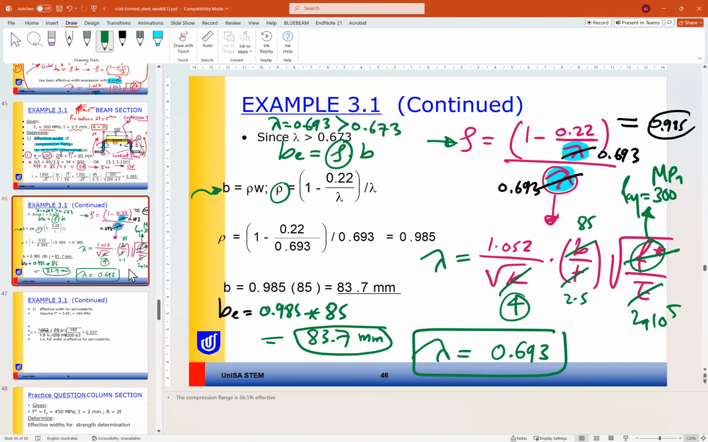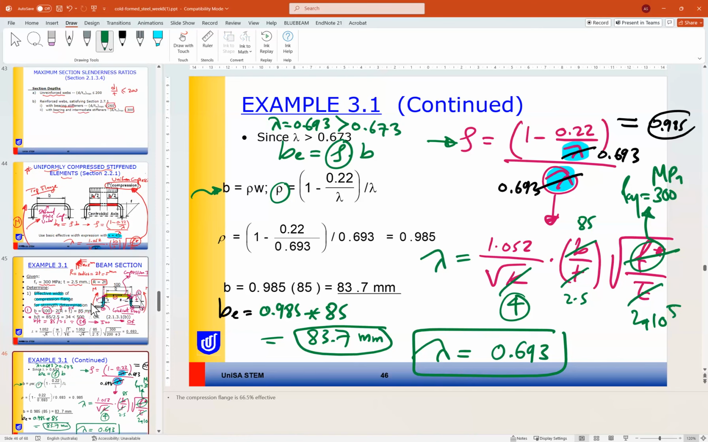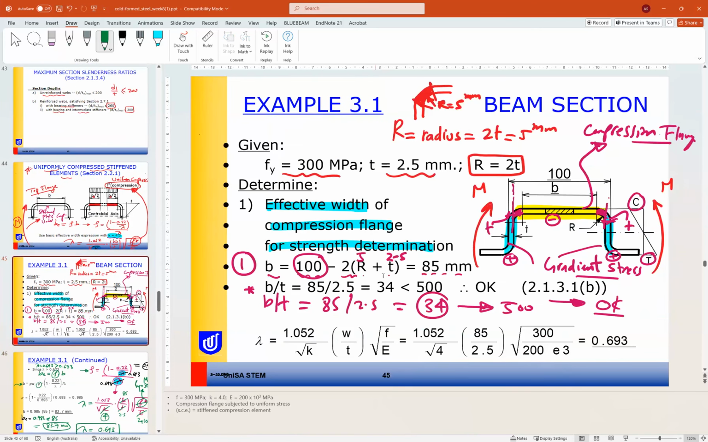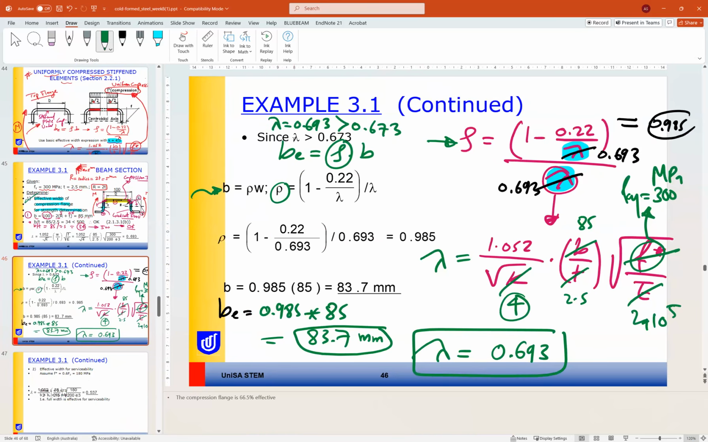Okay, so this was our first requirement, to find B effective. To find B effective for the flange or for any element, we need to find the dimensions b and t, then check the dimension, then find lambda to check if we need rho or not. So we find lambda, then find rho, then find B effective.